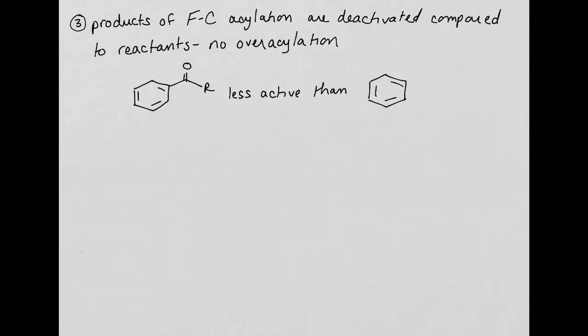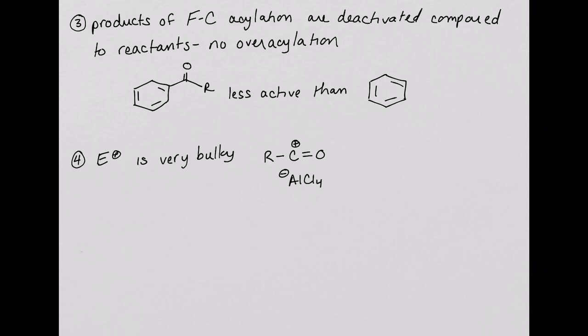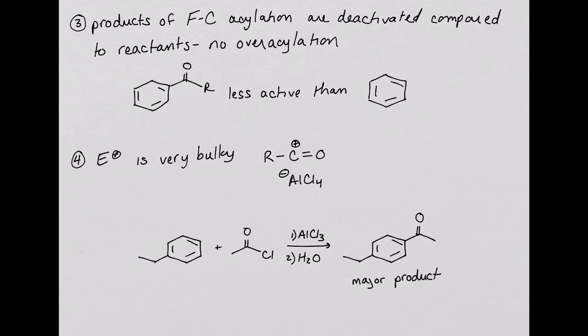One final thing to remember with the Friedel-Crafts acylation reaction is that the electrophile for this reaction is very bulky. Remember that the electrophile is a complex of the acylium ion and the aluminum tetrachloride. Therefore, we will typically see that para substitution is favored over ortho substitution. This effect becomes more pronounced as the initial substitution on the benzene is more bulky.